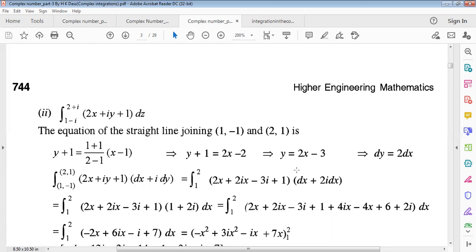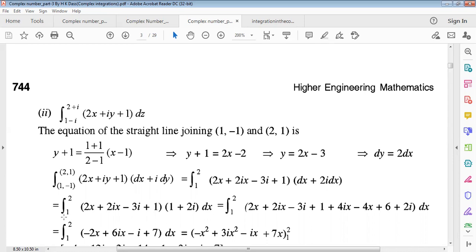Y equals, and dy will be 2 into dx. So the lower limit is this, 1 and minus 1, and the upper limit is 2 and 1. Now putting these values in this equation, twice x plus iy plus 1, dz equals dx plus idy. We are converting this whole into dx by putting dy equals 2 dx. So dx will be common.